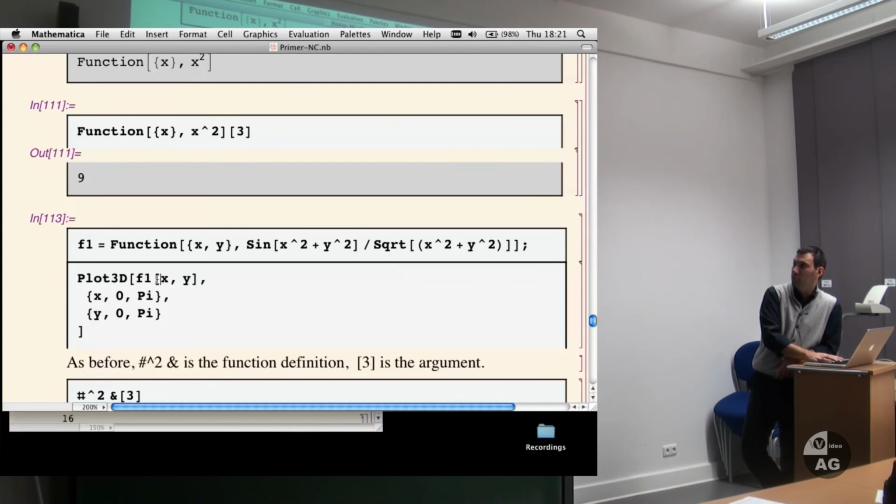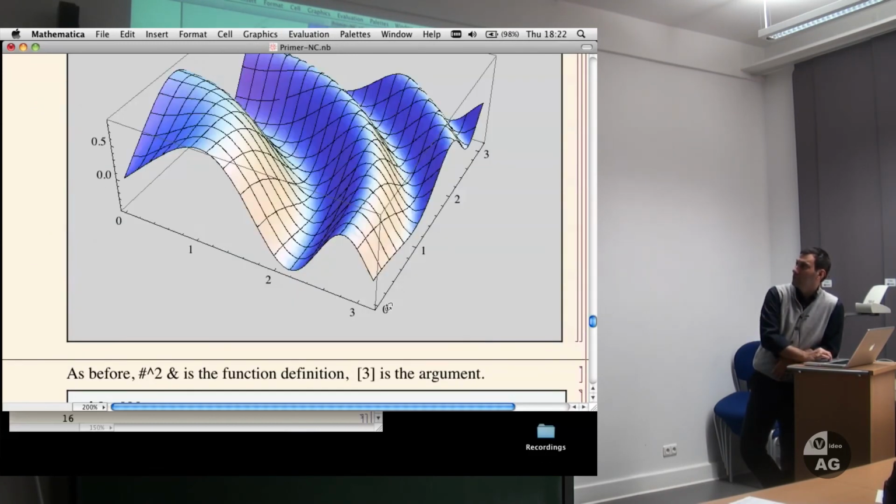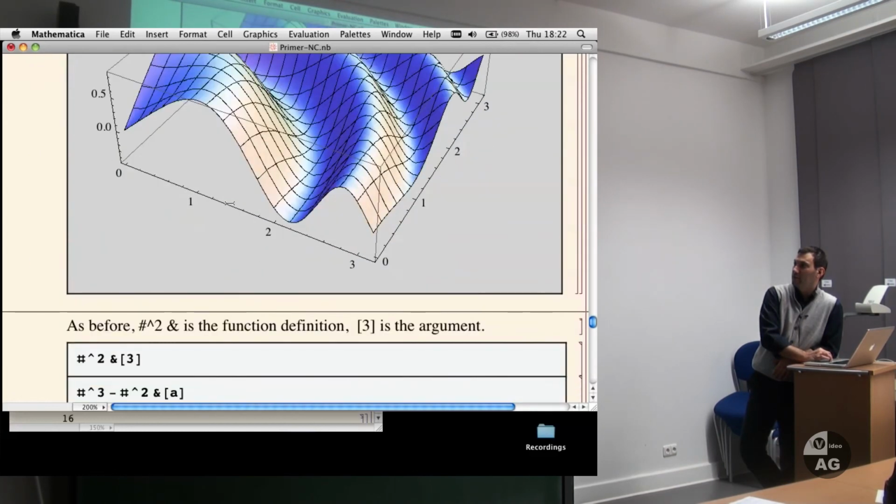At this point I do pass arguments to it, and I use it to plot whatever f1 is. As I said before, now we have 2 arguments, so we go into 3D, and we will have 2 iterators. Here we go. Okay? Nice and easy. But we have written a lot of characters. We can certainly do much better.